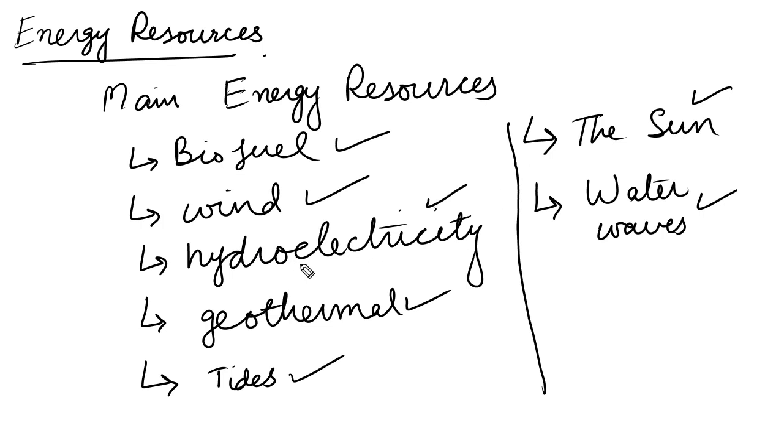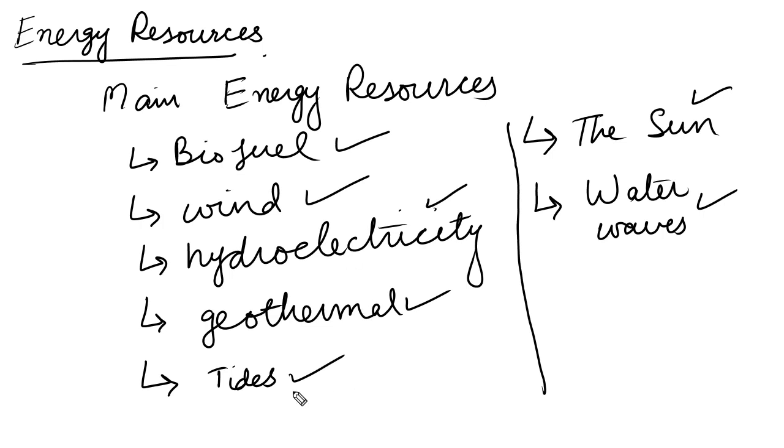Hydroelectricity, we generate the electricity from the water. When water runs the turbine, then that turbine is connected to the generator, and from that generator electricity is produced. Geothermal energy is basically the heat energy that comes out from the earth crust. We use that heat energy to boil the water, and that boiled water turns the turbine and we can get the electricity from there.